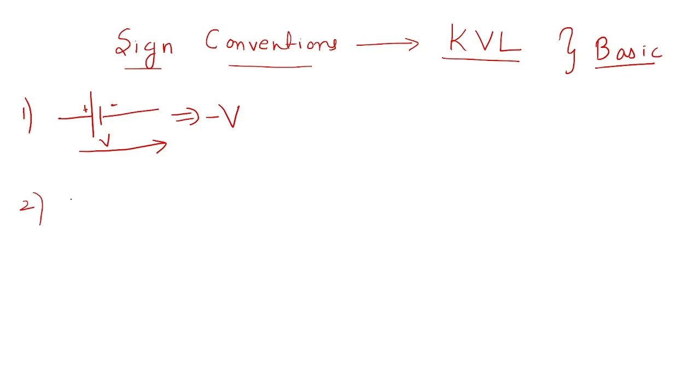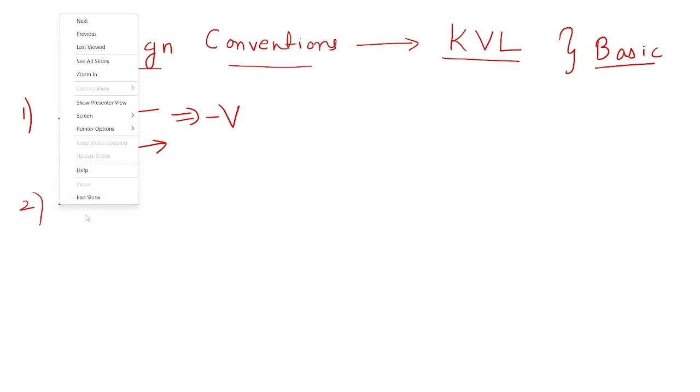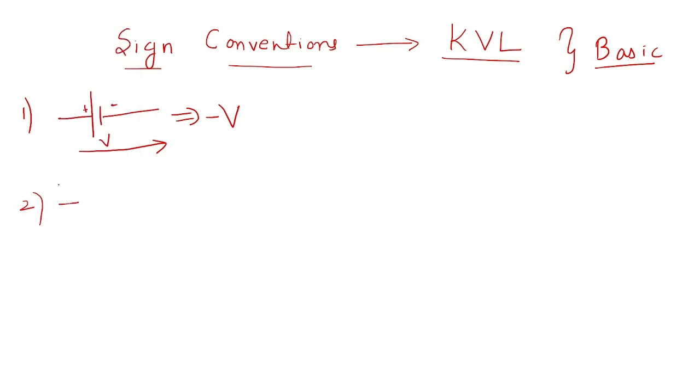Similarly, imagine I have such kind of voltage source and I'm moving in this direction. In this case, my voltage is going to be plus V because I'm moving out of a positive terminal. In the upper case, I was moving out of a negative terminal, hence it was minus V. Here I'm moving out of the positive terminal, hence it is plus V.